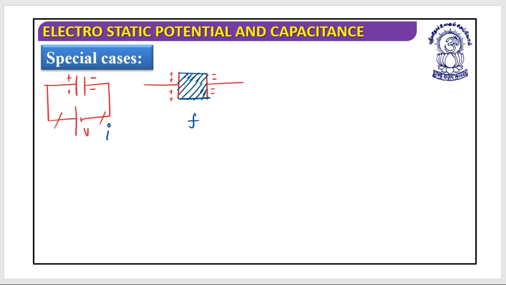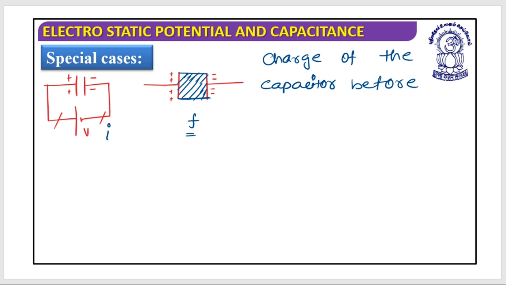What I understood is that in this case the battery has been disconnected. If the battery has been disconnected, that means the charge of the capacitor before and after insertion of the dielectric slab should be the same.